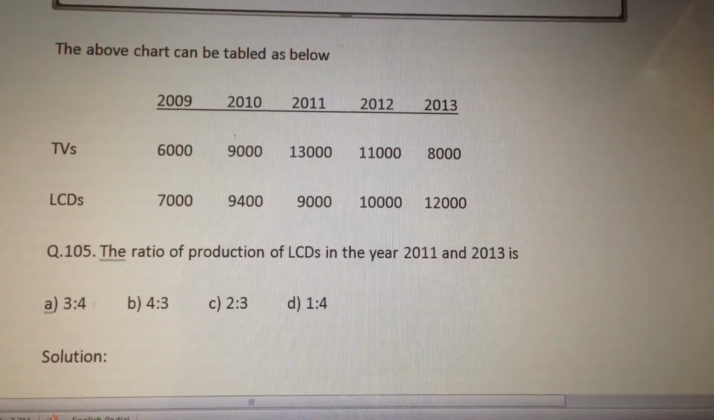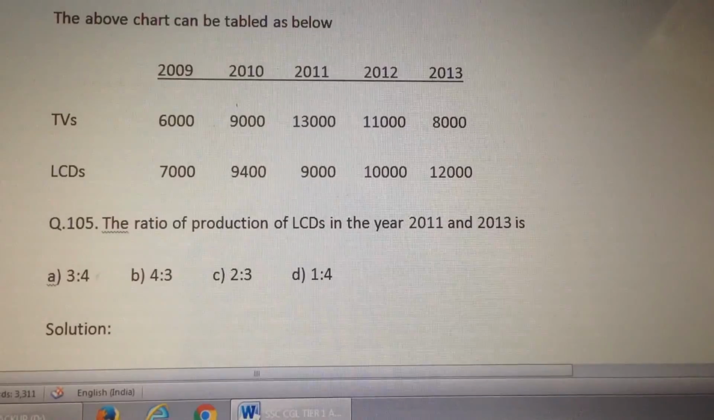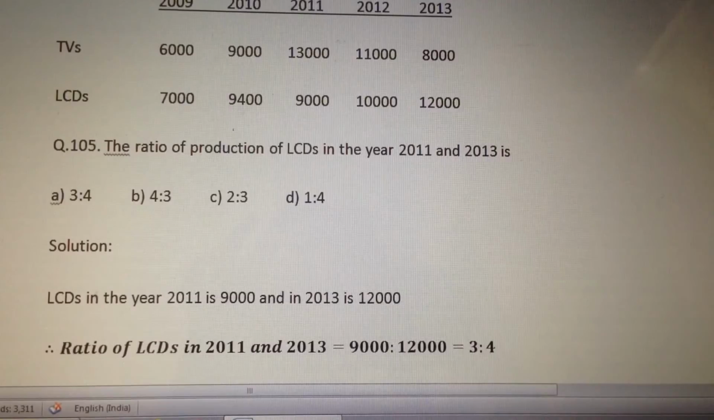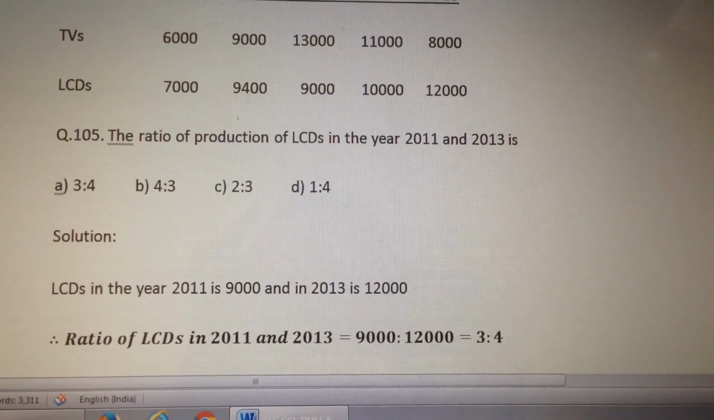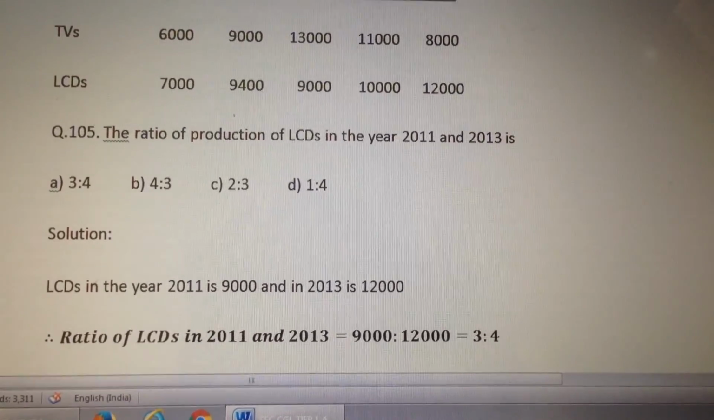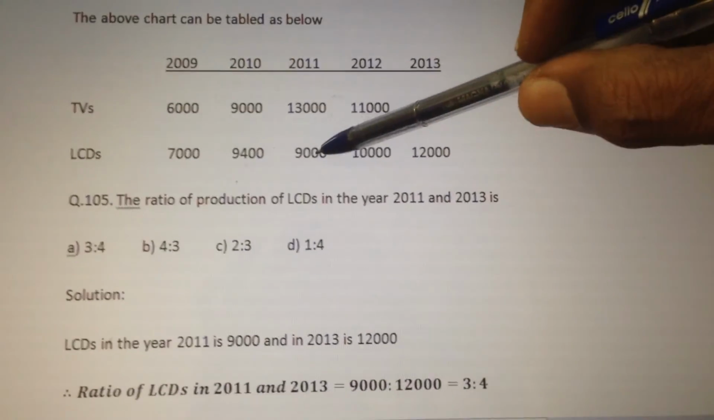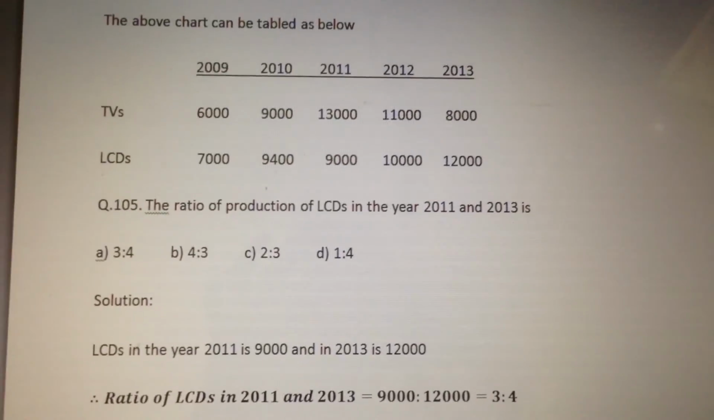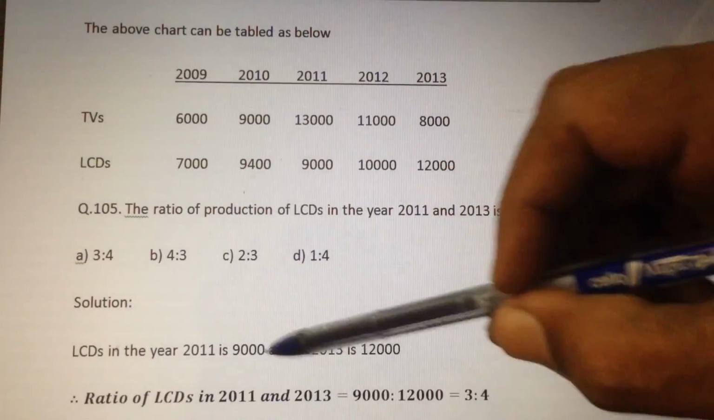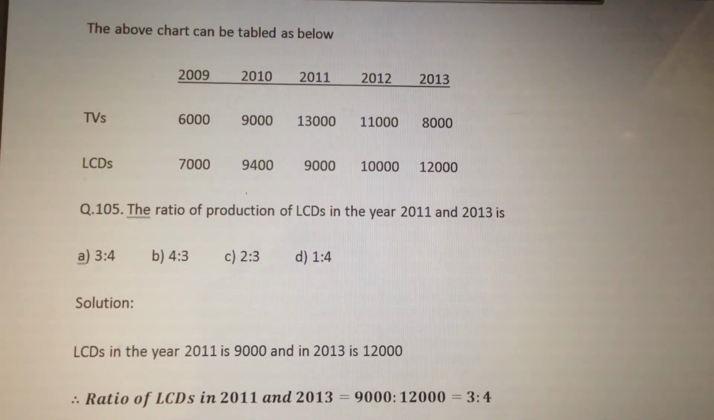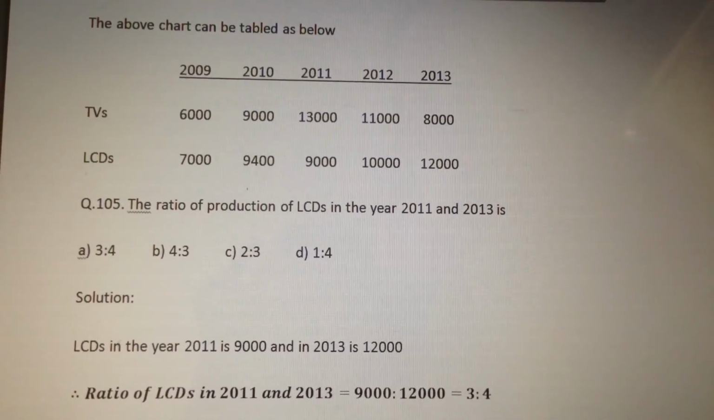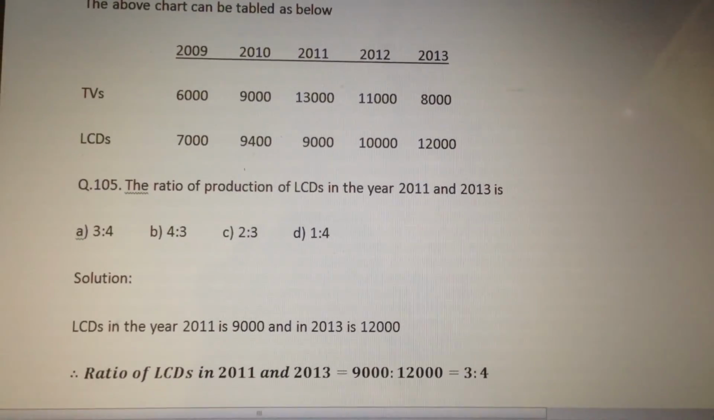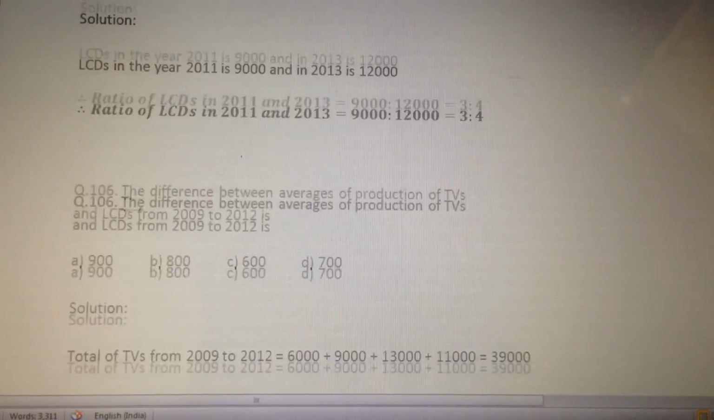The first question: the ratio of production of LCDs in the year 2011 and 2013 is? If you see the production of LCDs in 2011, it is 9,000 units, and in 2013 it is 12,000 units. Therefore, the ratio of LCDs in 2011 and 2013 is 9,000 is to 12,000, which is nothing but 3 is to 4.